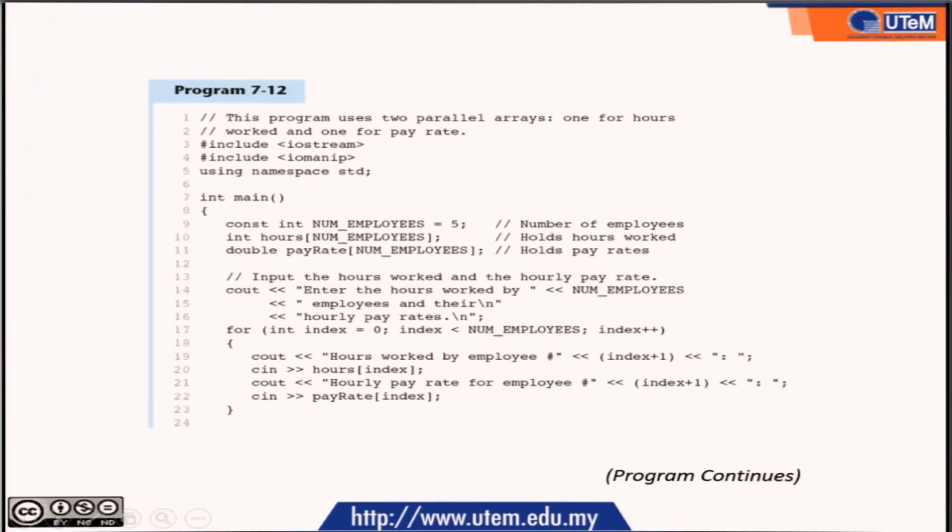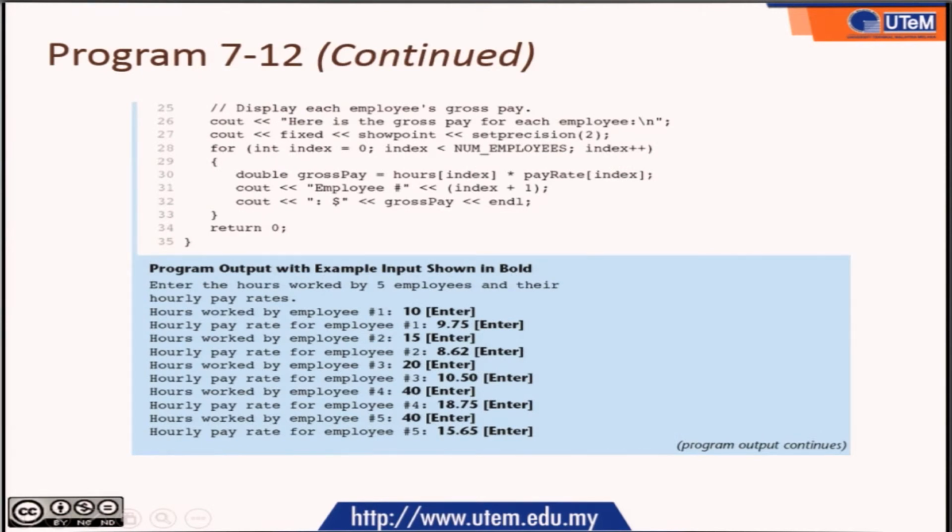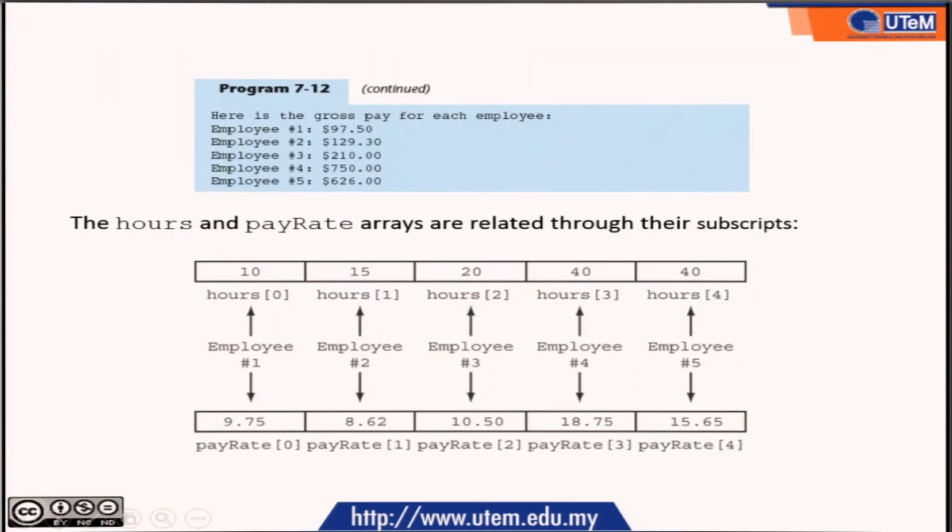Let's look at program 7-12. This program uses two parallel arrays, one for hours worked and another one for pay rates. Since they are similar in terms of array size, both can be used with a similar for loop for entering the data. And to print out the data, the first element of both arrays is the information for the first employee of their hours and pay rate, and both of the arrays hold the data for up to 5 employees.